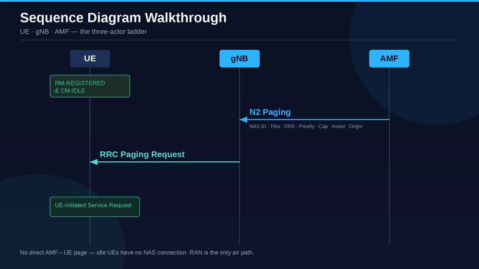Notice what is not on the diagram. There is no direct AMF to UE arrow for paging. Idle UEs have no NAS connection. The RAN is the only path that can touch them on the air. Also notice the trigger note beside the diagram. This can be started by the AMF itself or by another NF such as SMF or SMSF. But the N2 page always comes from the AMF. If you remember only one picture from this lecture, remember this 3-actor ladder. Everything else is detail inside those arrows.